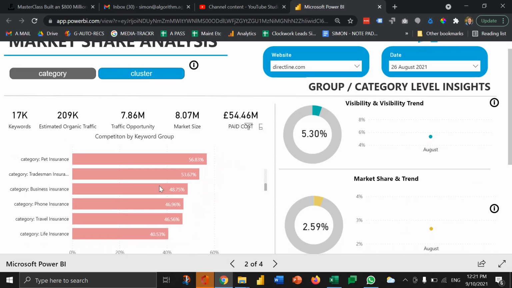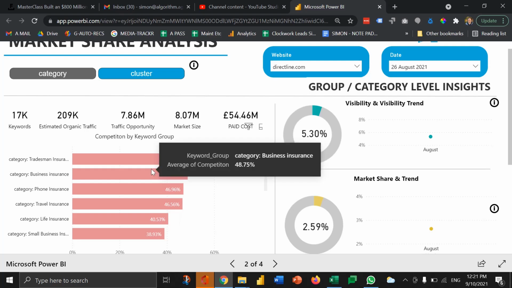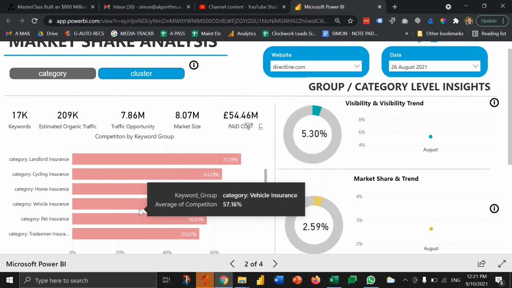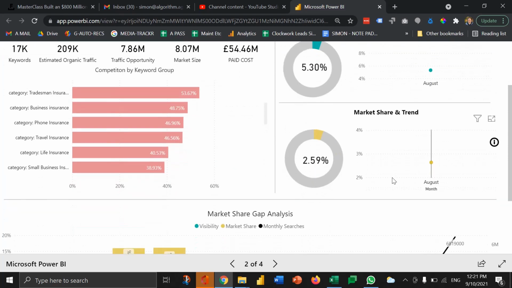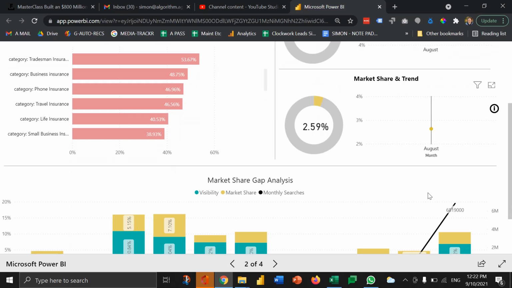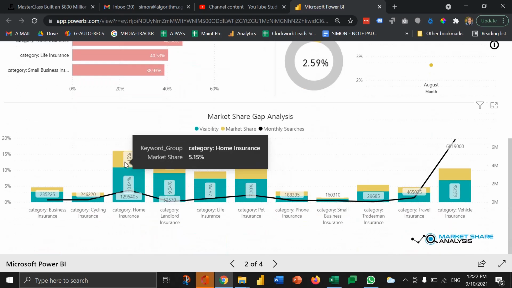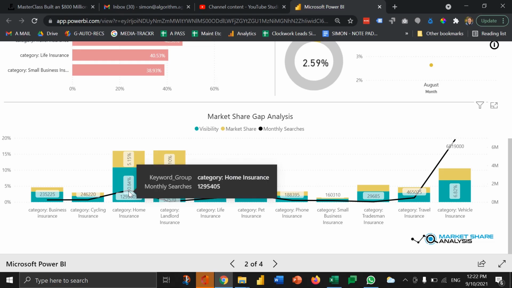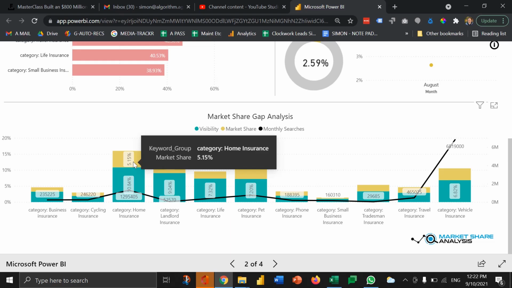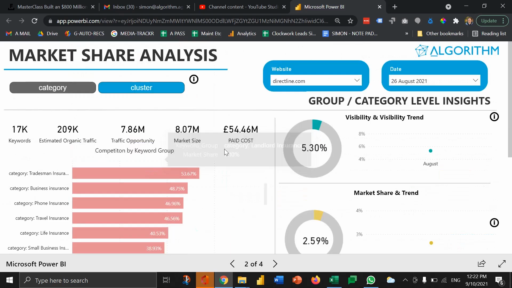All of the topics or categories are then listed out in terms of the strength of competition, 100% being competitive, and obviously the lower the score, least competitive. So here we can see the market share across all of the different categories, and then down the bottom here we can see what the category is, and then the black line shows what the monthly search volume is against that category, and then what that particular competitor's market share might be. So this is at category level.